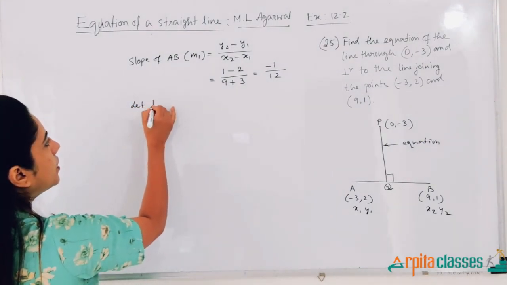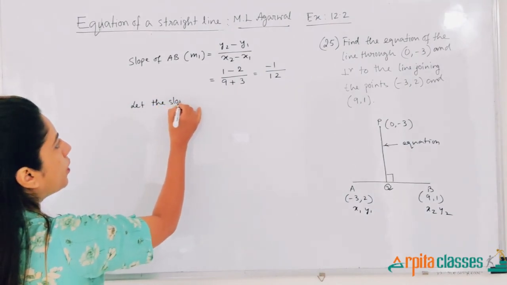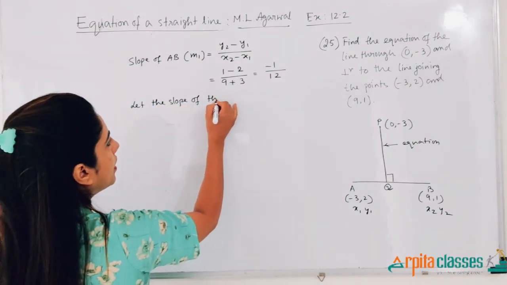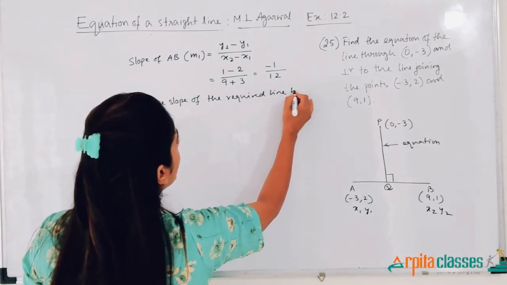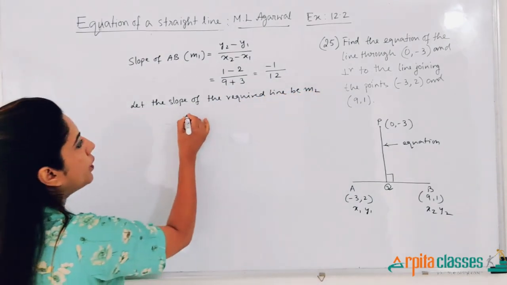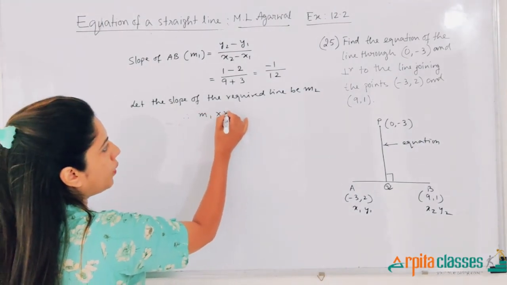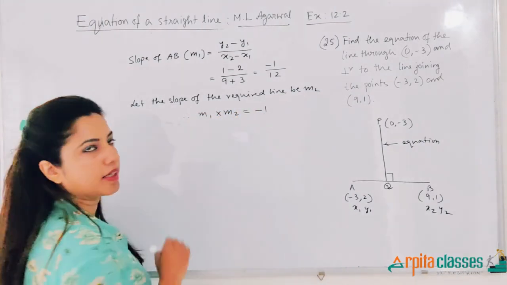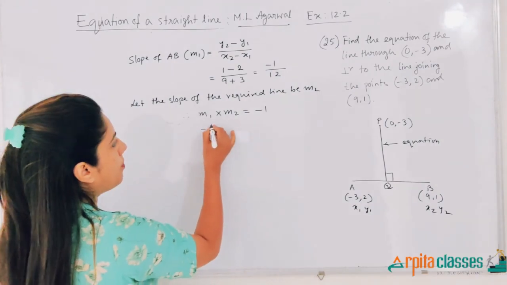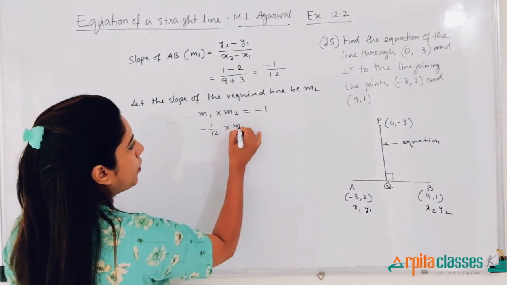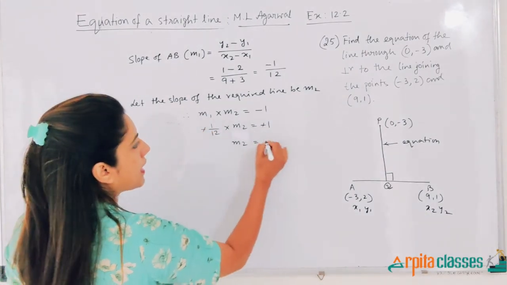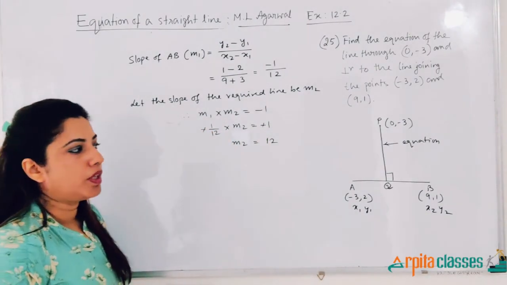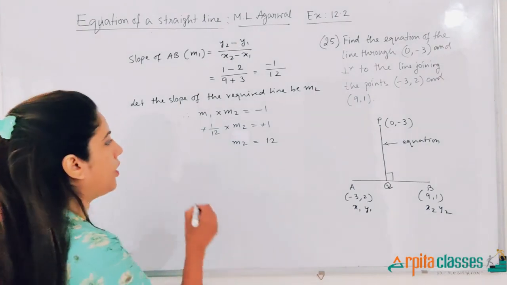Let the slope of the required line be m2. Therefore, m1 into m2 should be equal to minus 1. m1 is minus 1 upon 12 into m2 is minus 1. Therefore, m2 will be 12. So, the slope of the required line is 12.